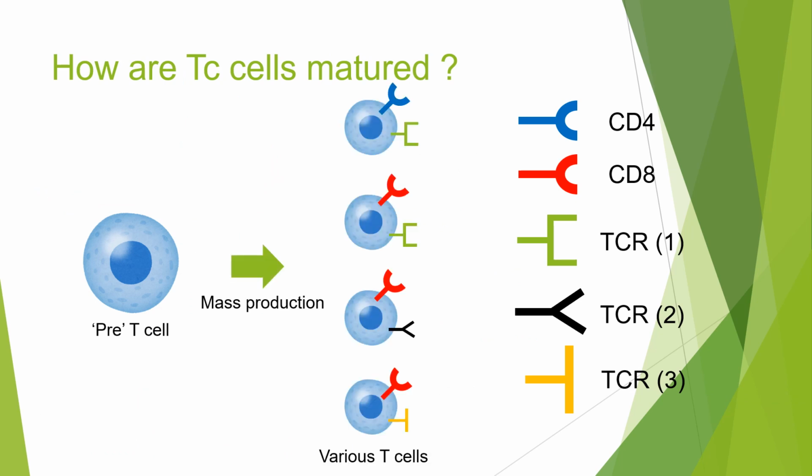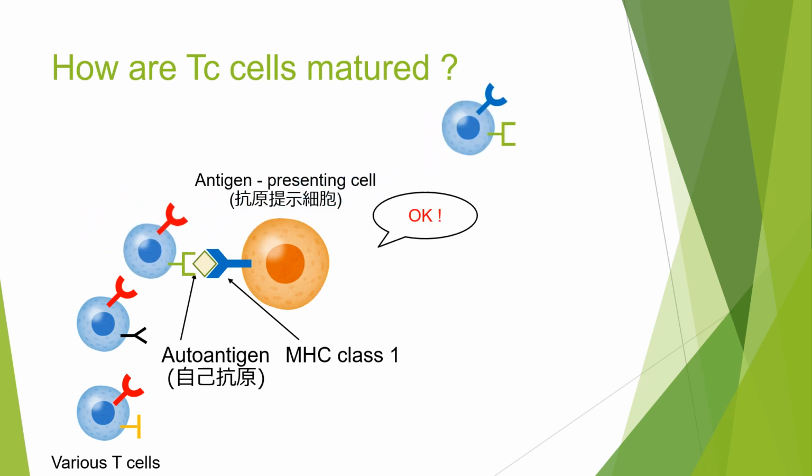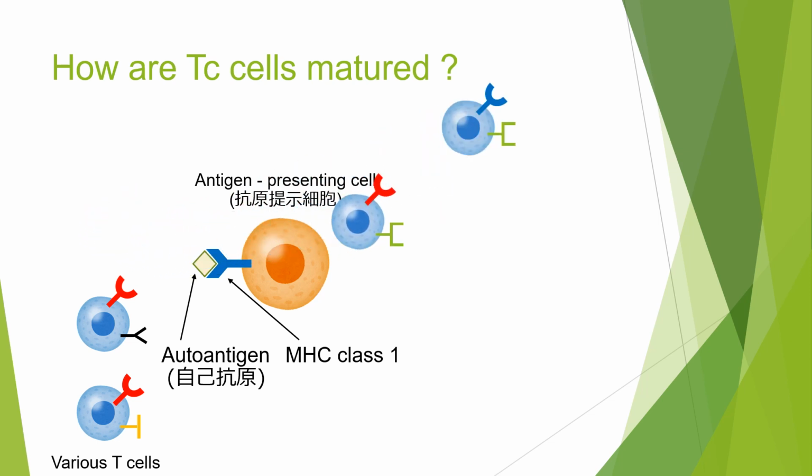At the thymus, first, the progenitor cells make premature T cells. These T cells express various TCRs and CD4 or CD8s. Among the various T cells, those that respond moderately to autoantigen are accepted.